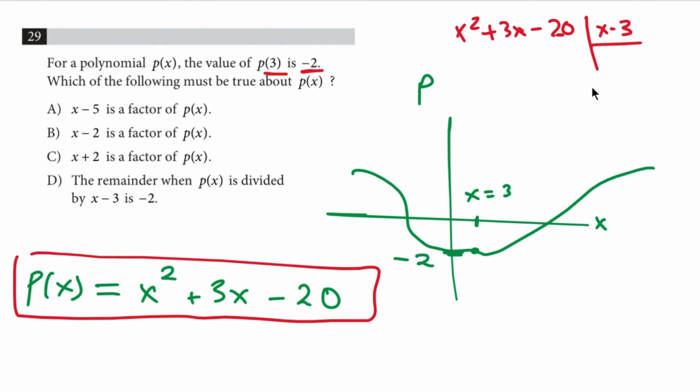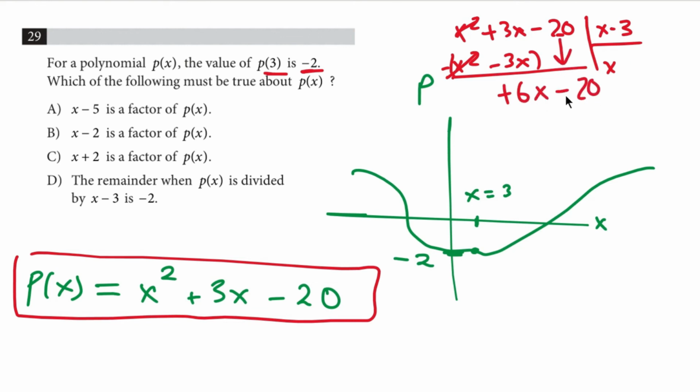Now in order to be able to divide this, you also need to know how to divide polynomials, and if you do not know how to do that, then my full course contains all the information you need. So we need x, and we multiply x by x minus 3, we get x squared minus 3x, then we subtract everything at the bottom from the top, x squareds cancel, we get 3x minus (minus 3x), which gives you plus 6x minus 20. This just comes down.